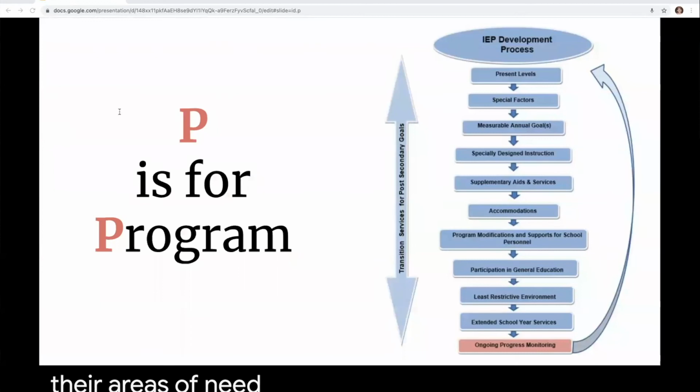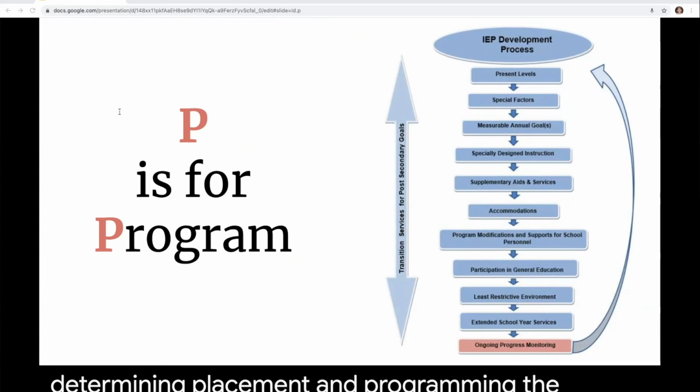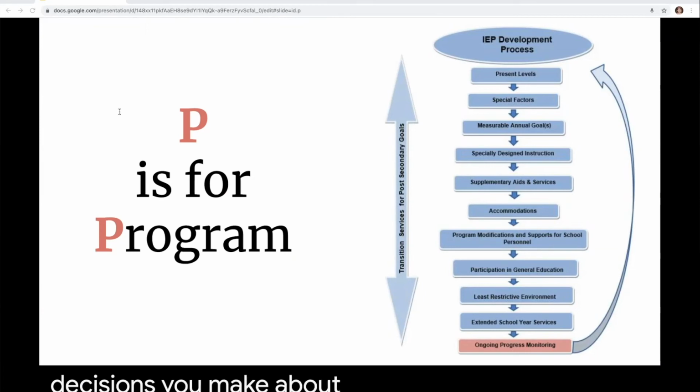IEP development is a process. The ARC must consider all aspects of the IEP when determining placement and programming. The information provided in the IEP should support the decisions you make about the student's program.